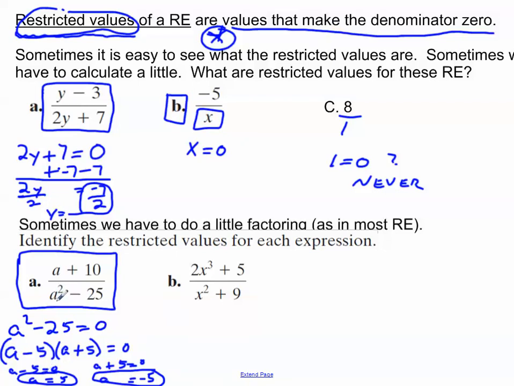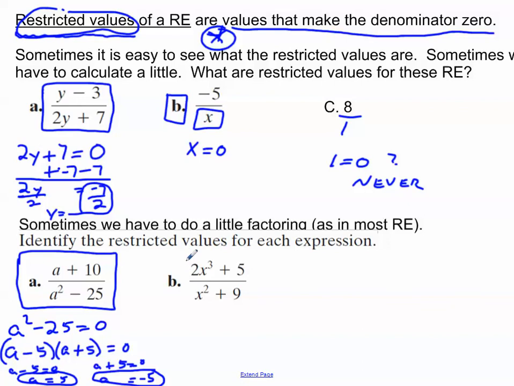A equals 5 and a equals negative 5 make us have a division by 0 up here. A equals 5 means if we evaluate this, we get 5 squared is 25, 25 minus 25 is 0, and we're dividing by 0 over here. If we have a equals negative 5, negative 5 times negative 5 is positive 25. 25 minus 25 is 0, and we're dividing by 0, so there is again another restricted value.